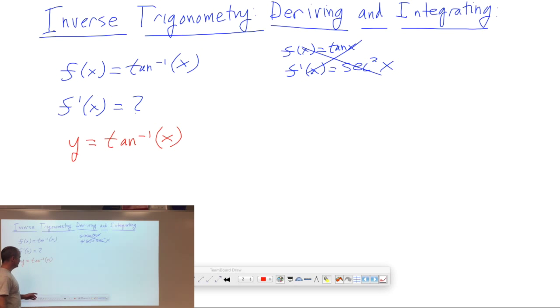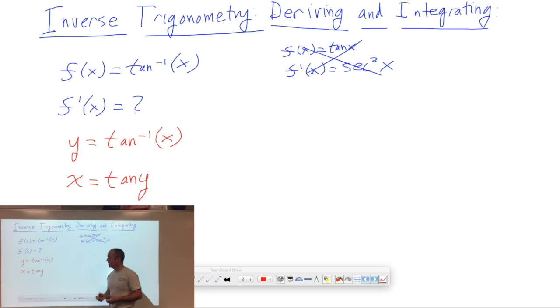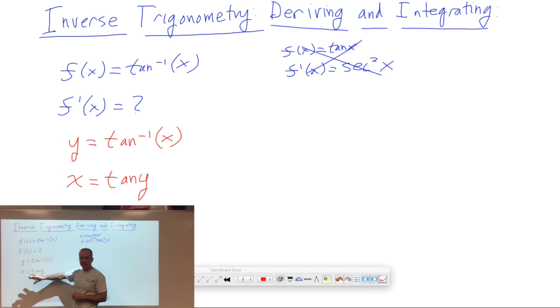Secondly, I'm going to rearrange this function without changing anything. I'm going to write x equals tangent of y. That's what inverting a function means, to swap out the dependent and independent variables, to switch the two things you're talking about. Except I haven't really switched them here, I've just rearranged it. Okay, so these two statements are identical. They're not inverses of each other, they are identical.